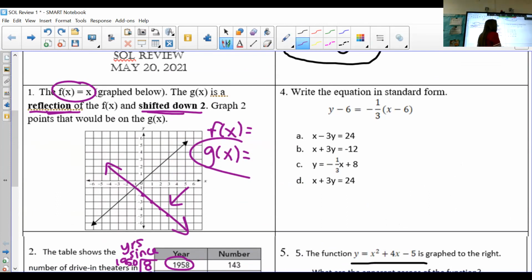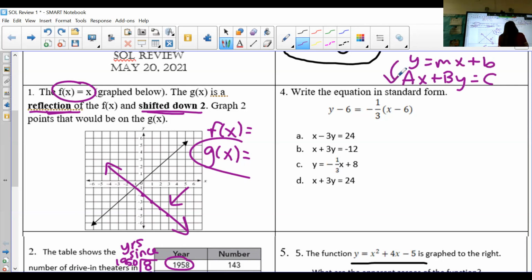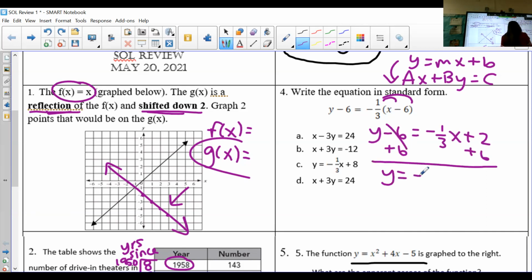Write the equation in standard form. What is standard form again? That's ax plus by equals c. So I can't go directly to standard form. I actually need to go to slope-intercept form first, y equals mx plus b, and then I can take it into standard form. So the first thing you want to do is distribute. You get -1/3 x plus 2, and then get y by itself, so add 6 on both sides. So you get y equals -1/3 x plus 8.